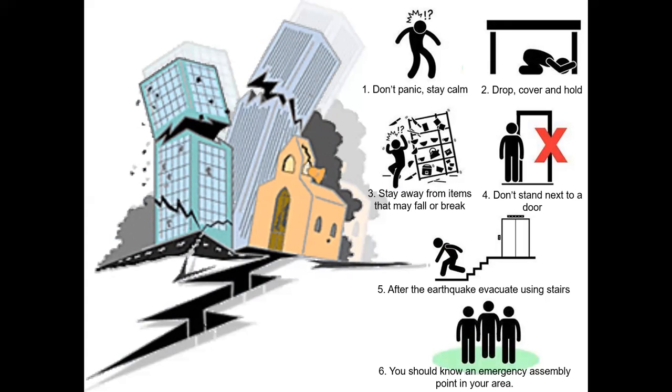And finally, you need to get to the emergency assembly point that you have already talked about and learned in your area. If you're at your family house, you need to go to the point that you and your family have already set. And if you are at school or at work, you also have to establish that emergency assembly point. It's where everybody is going to get together.